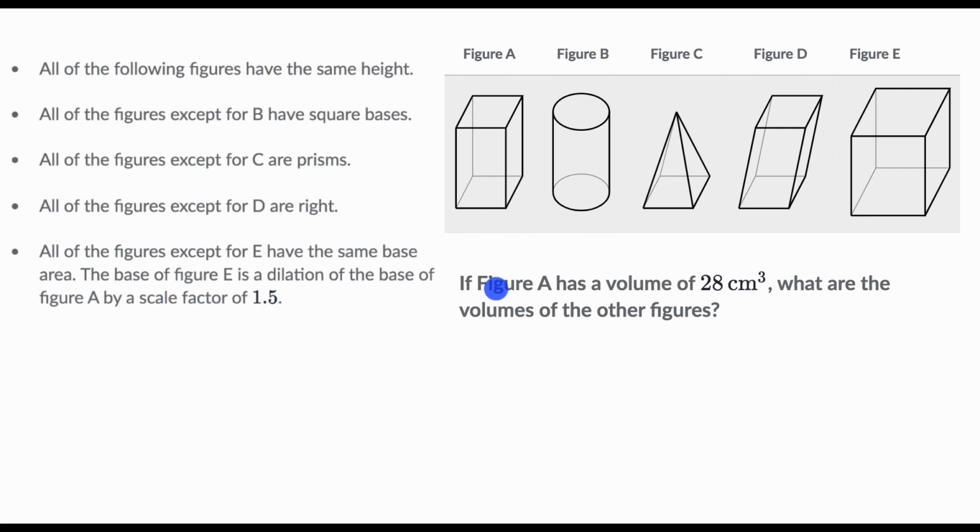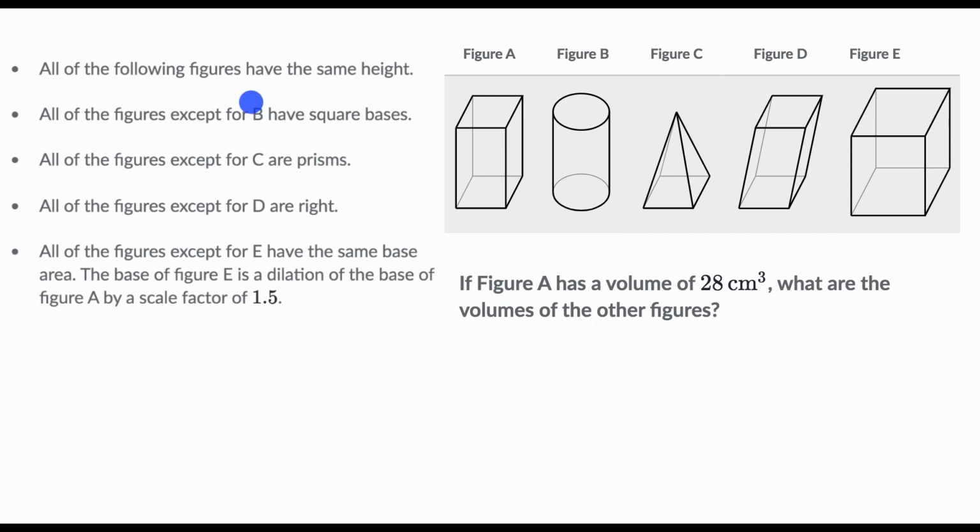All right. So they tell us if figure A has a volume of 28 cubic centimeters, what are the volumes of the other figures? So pause this video and see if you can have a go at that. All right, now let's work through this together.